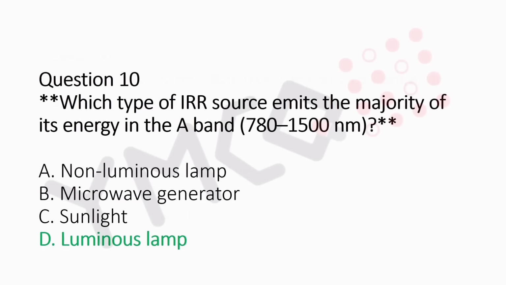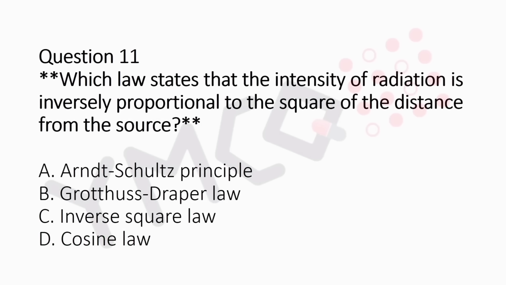Now let's move to question number 11. Which law states that the intensity of radiation is inversely proportional to the square of the distance from the source? Option A Arnold-Klotz principle, option B Gottes-Dapper law, option C inverse square law, option D cosine law. And the answer is option C inverse square law.